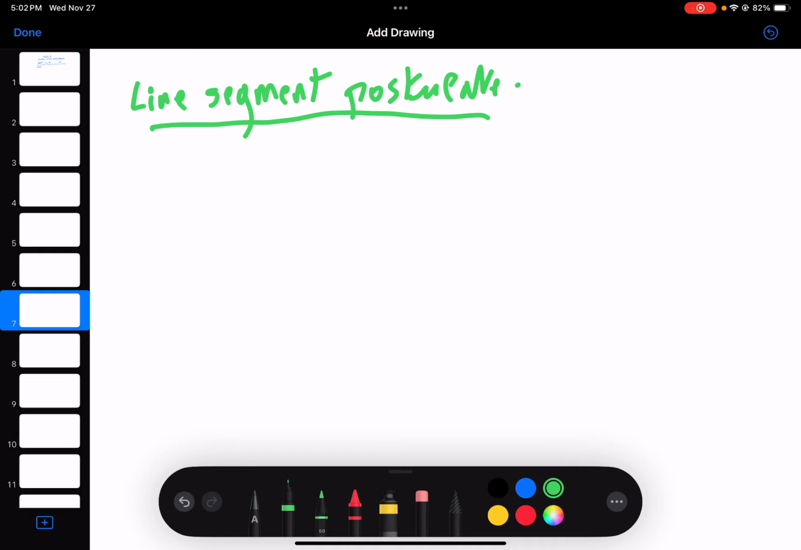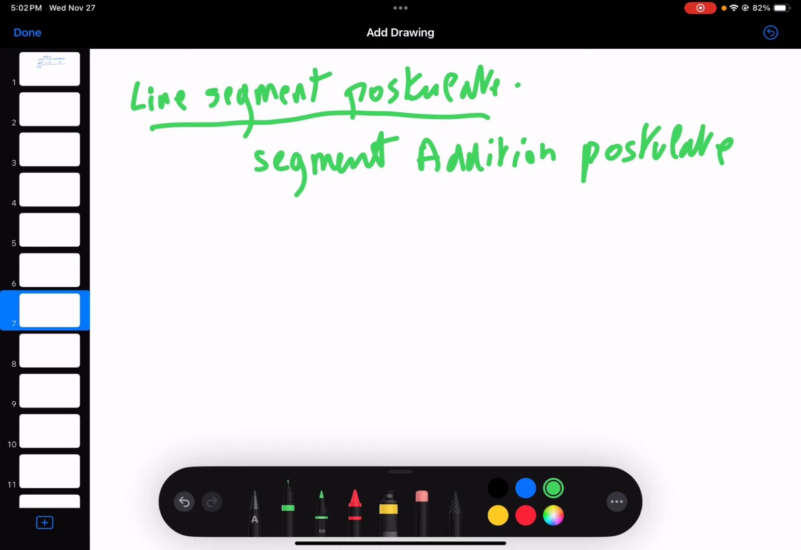So actually this one we'll call it more precisely the segment addition postulate. I guess line segment postulates, there may be more than one, but this precise one is the segment addition postulate. Okay. It's not super important to remember what it's called, but the idea is more important.